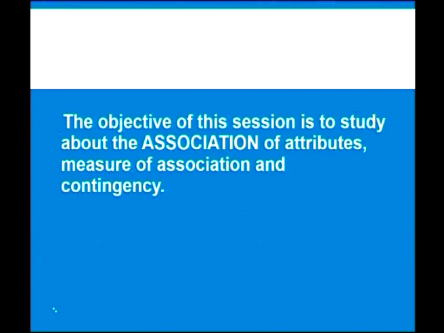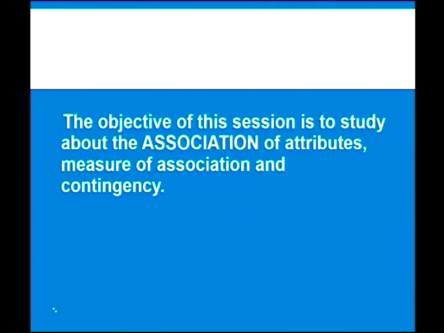Welcome to UGC lecture series. In this session, we are going to talk about association of attributes, and then measure of association and contingency. The objective of this session is to study the association of attributes, in continuation of the previous discussions in the earlier sessions. The coefficient of association formula was given in the previous session, so we are going to work out an example in the coefficient of association, which is also called the measure of association, and then the measure of contingency will be studied.